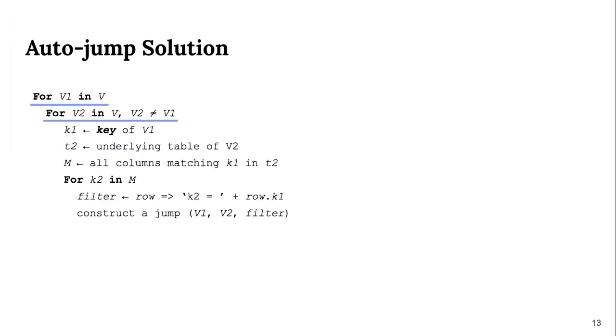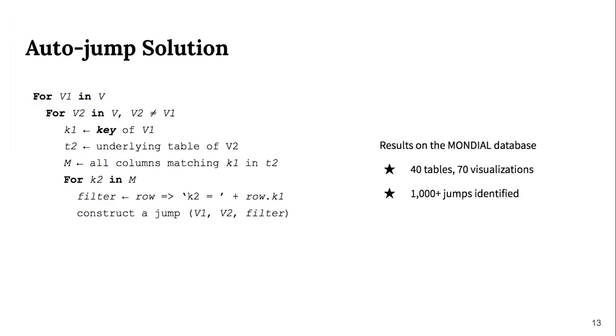We applied this algorithm on a public dataset called Mondial with 40 tables and 70 visualizations. This algorithm identified over 1,000 jumps between the visualizations. Without this automatic algorithm, it would be very cumbersome for a user to explore this many jumps.